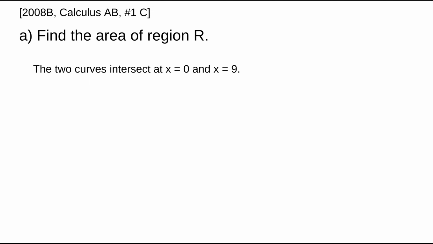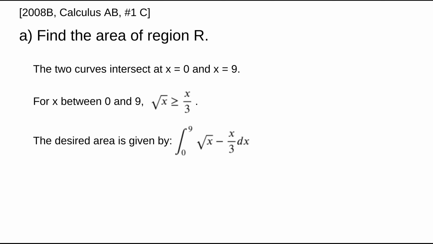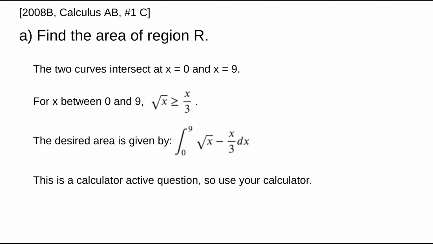We can tell that the two curves intersect at x equals 0 and x equals 9, if you set them equal to each other to find the points of intersection. And for all values of x between 0 and 9, the graph of the square root of x is greater than or equal to the graph of y equals x over 3. So the desired area would be given by the integral from 0 to 9 of square root of x minus x over 3 dx. Since this is calculator active, we're going to let our calculator do this math for us, and that value is 4.5.